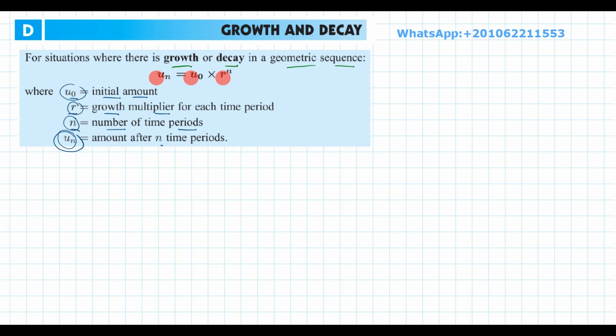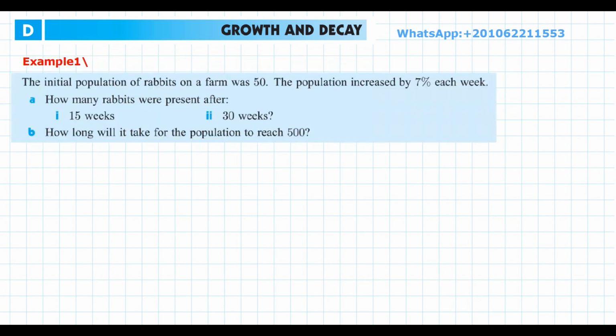And you need to understand the initial amount. This u0 stands for the initial amount of something, and r is the multiplier for each time period, which is the growth or decay multiplier, and n is the number of time periods, and un is the amount after n time periods. Let's start with different examples.